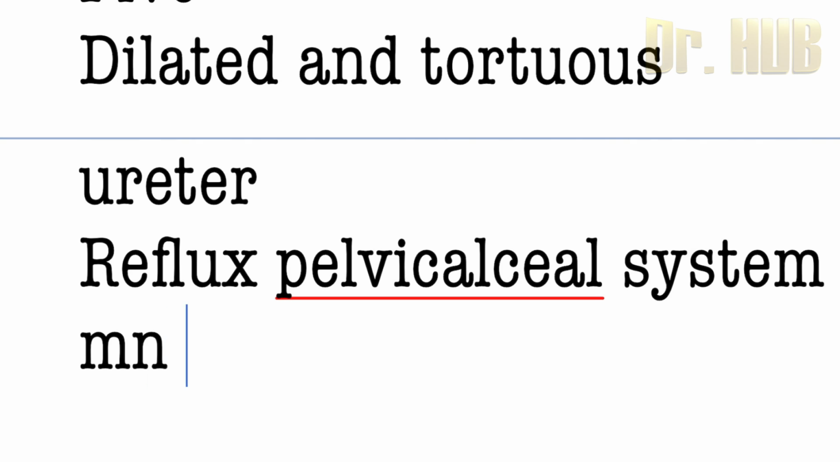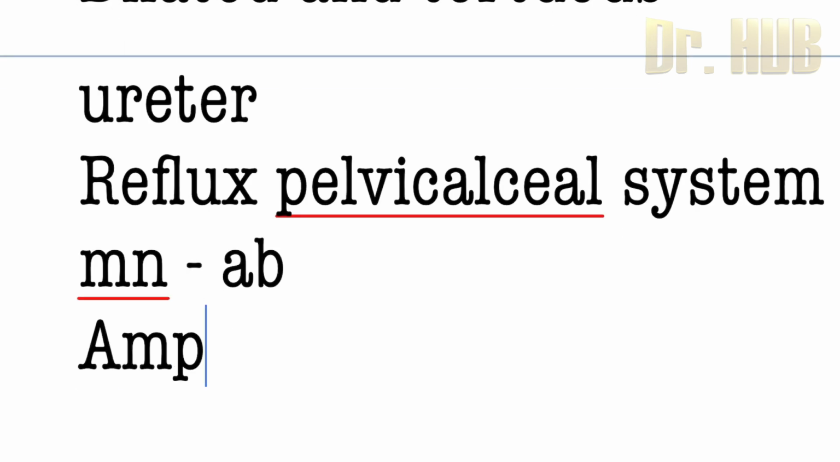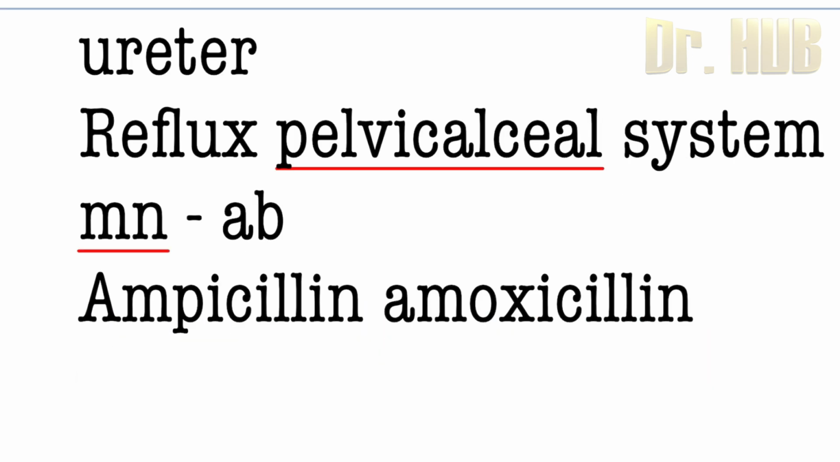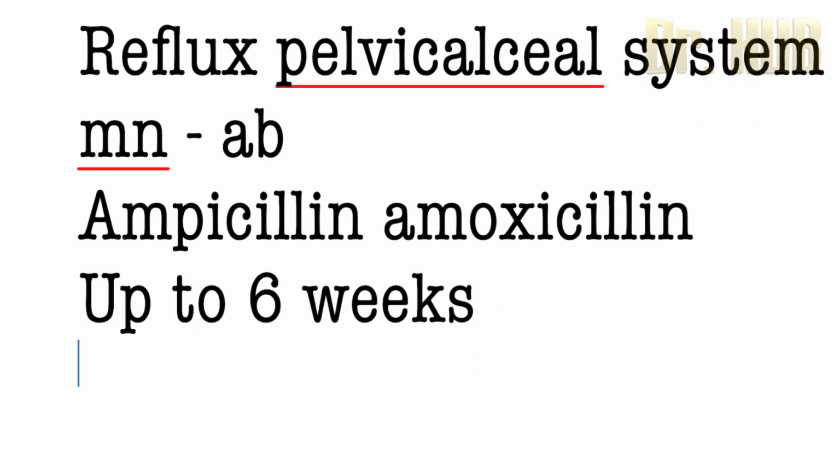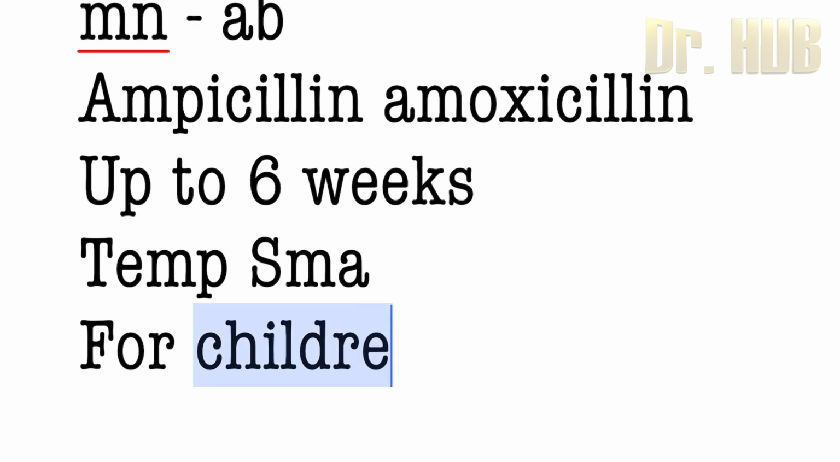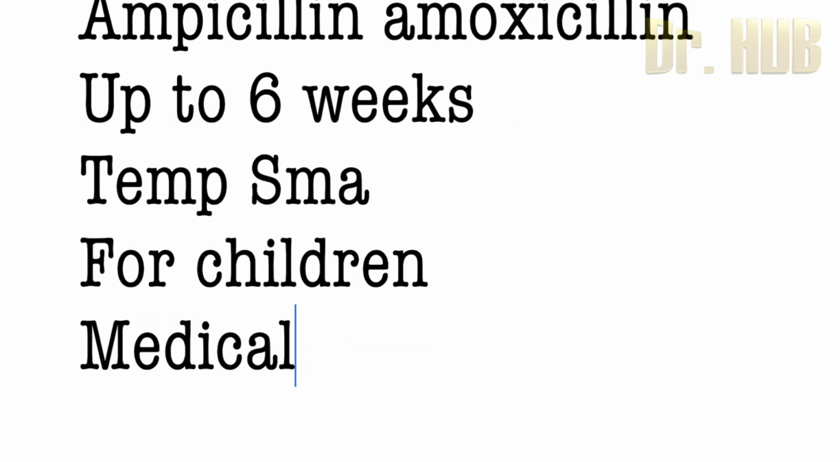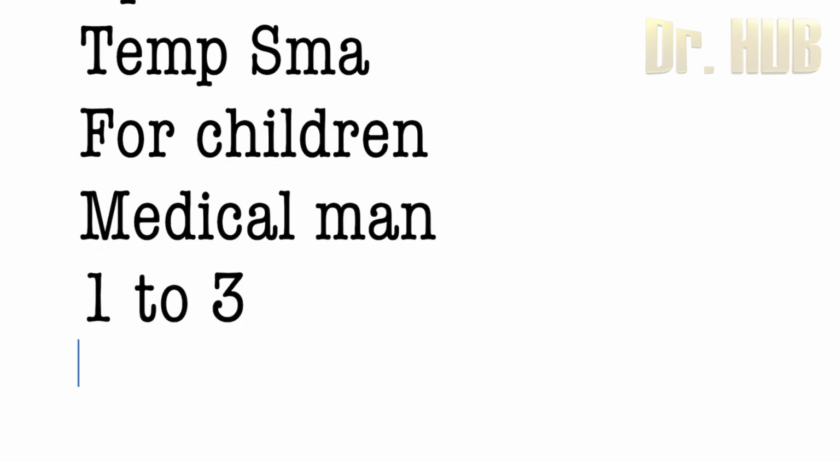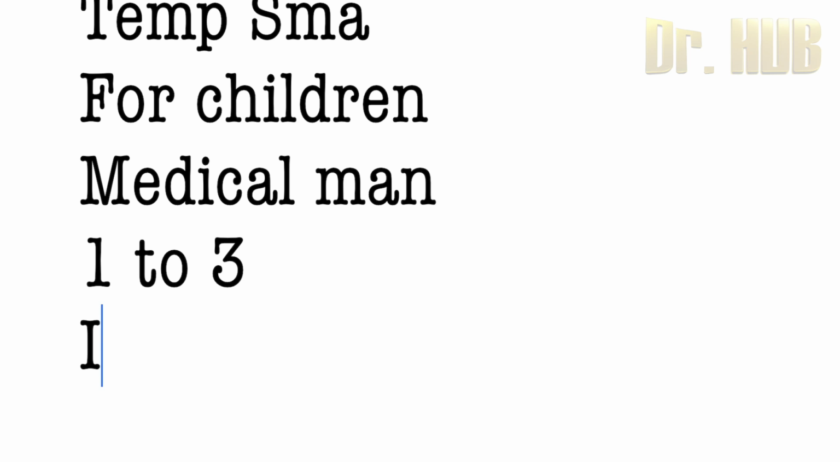Management is by prophylactic antibiotics for all patients, regardless of the VUR grade, to prevent UTIs. You give the antibiotics ampicillin as well as amoxicillin for children up to 6 weeks. Then comes TMP as well as SMX, and SMX is for older children. Then comes medical management. Medical management is adequate for grade 1 to 3 and unilateral grade 4 VUR.